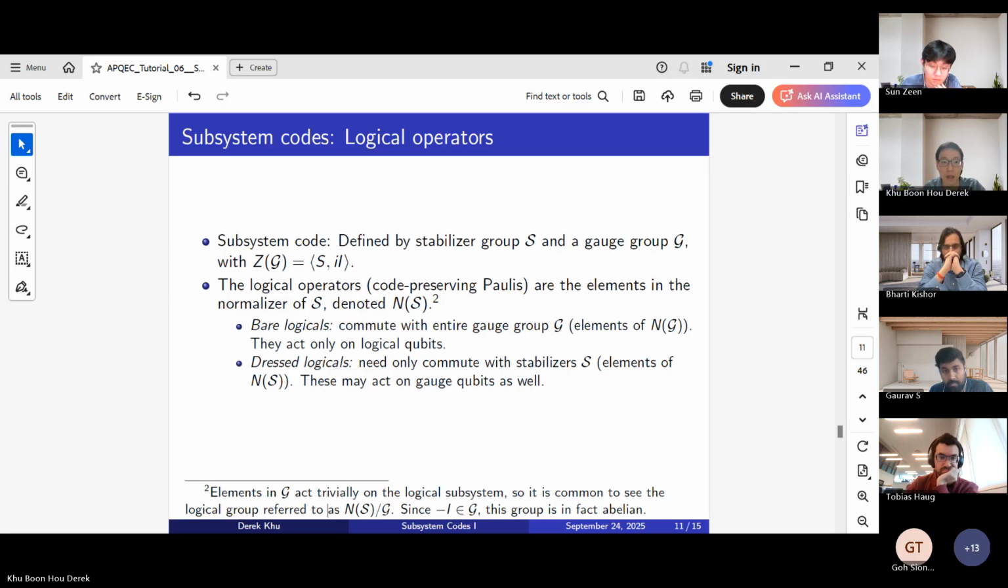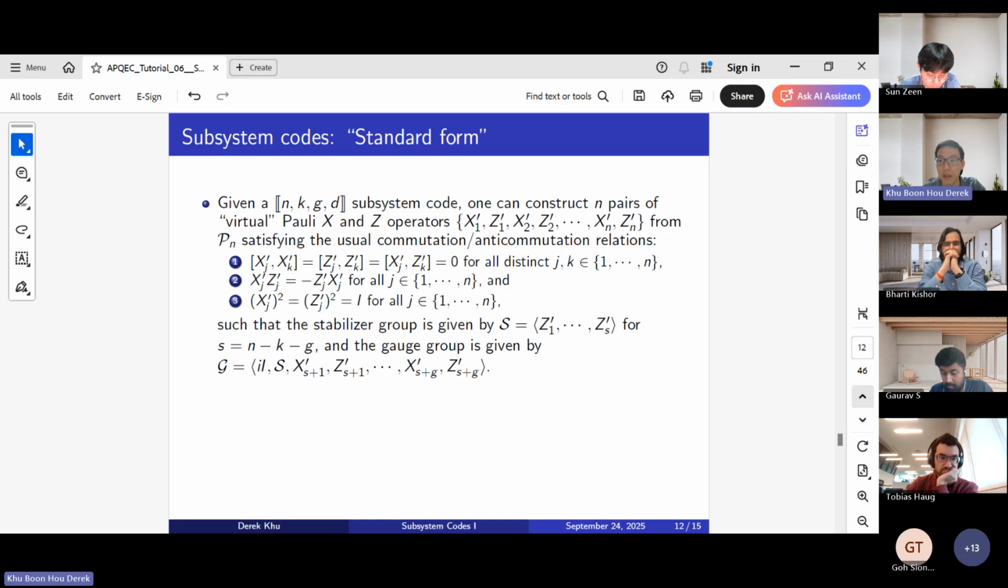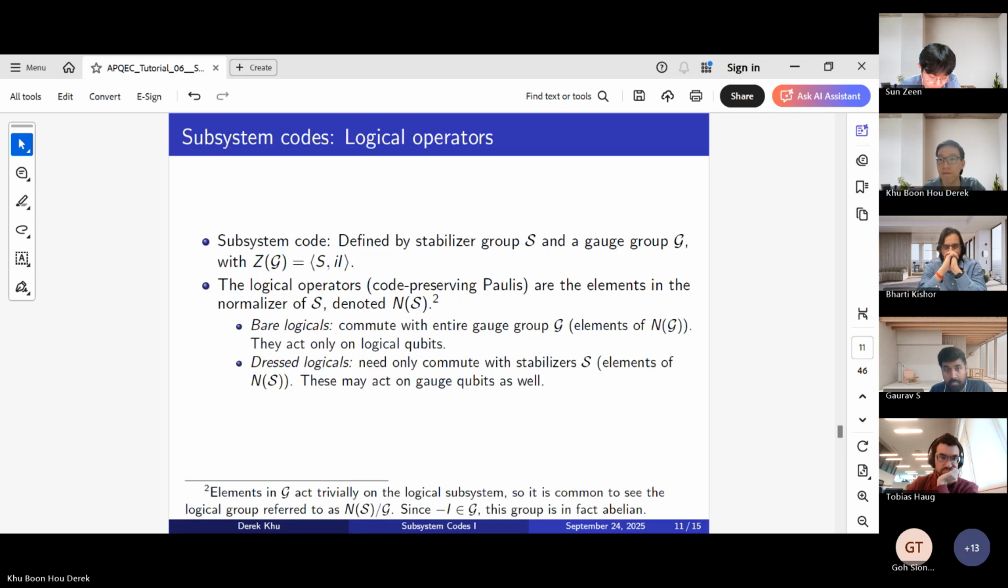But there is a way for you to talk about whether Pauli operators commute in this if you impose a symplectic structure or something, which might come up later or might have already been discussed before. Yeah, any questions? No? Okay.